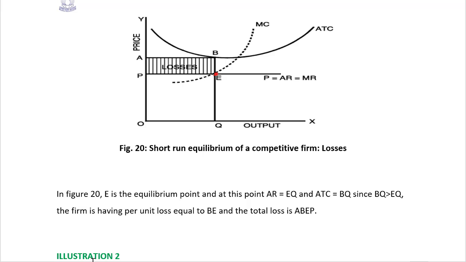The difference between the average revenue and the average cost constitute what? Nothing but losses. All the firms in the industry which have similar behavior are incurring losses. But whether the firm shuts down or not depends upon the recovery of variable cost. If the firm will be able to recover its variable cost in a shorter point of time, it will again resume. In the figure, E is the equilibrium point. At this point, AR equal to EQ. This is AR equal to EQ.